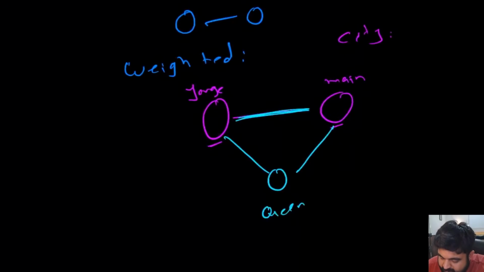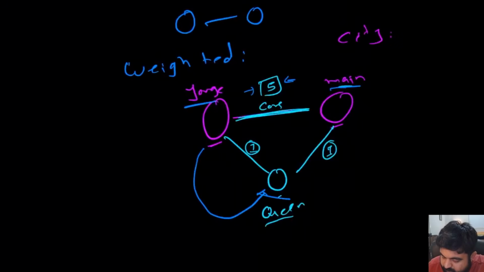So it could be possible that from Young to Main, though there is a road, there is some construction going on. Because of that, this edge actually weighs 5, which means it takes 5 minutes to go from Young to Main. But from Young, if we need to go to Queen, it only takes 1 minute because there is no construction. And from Queen, there is an edge going to Main that also only takes 1 minute because there is no traffic. So in this case, because this edge has a higher weight, if we have to choose the shortest path between Young and Main Street, it has to go through Queen Street.